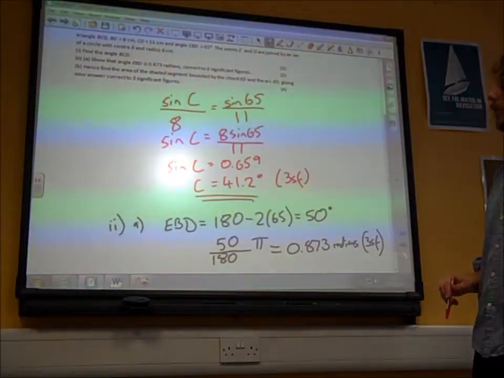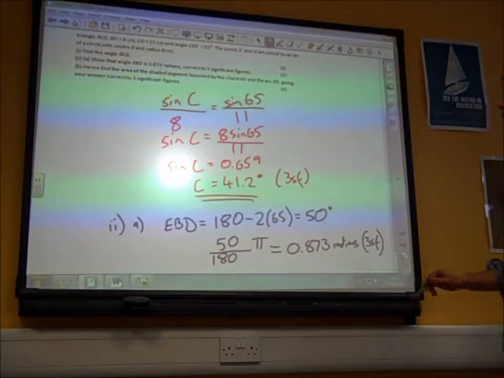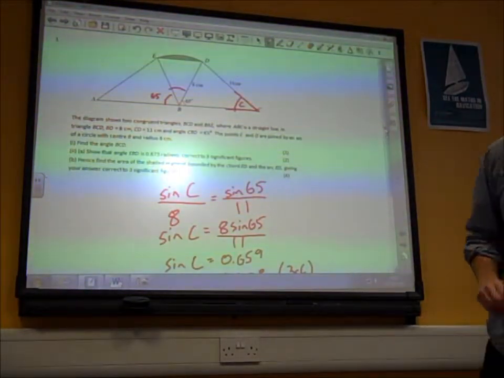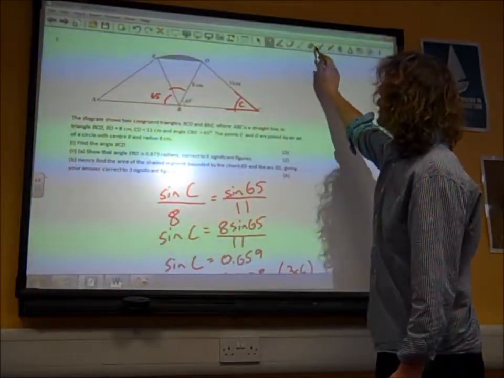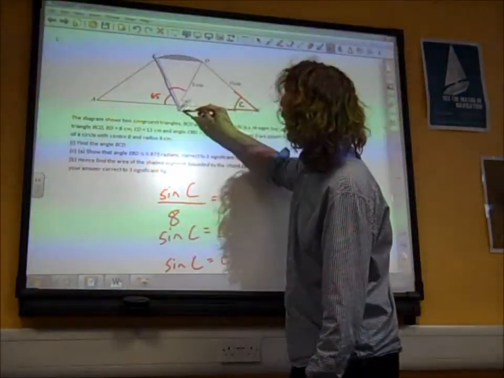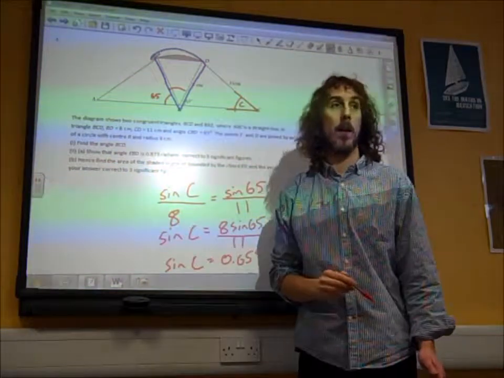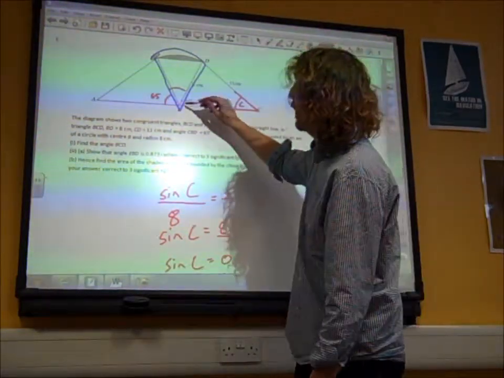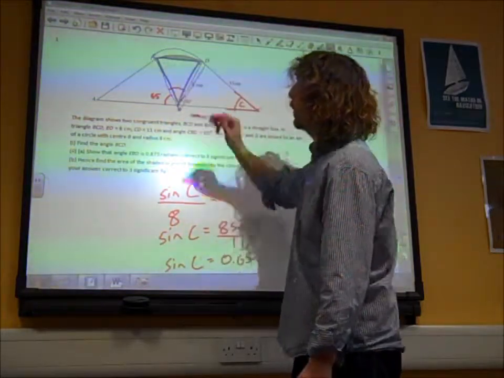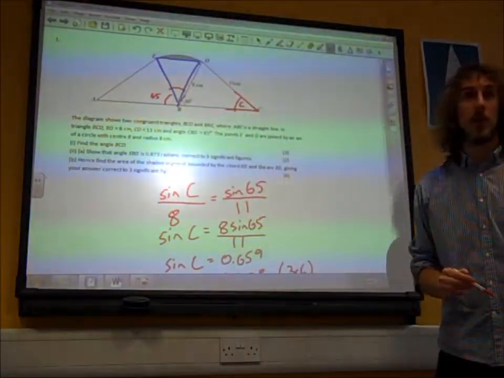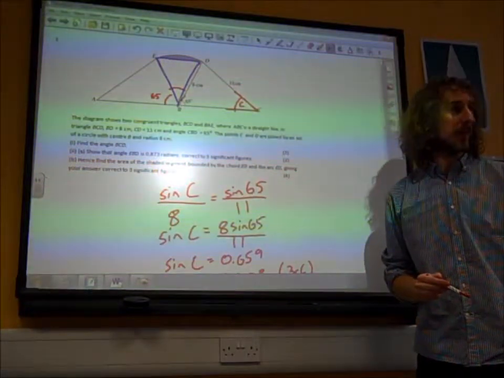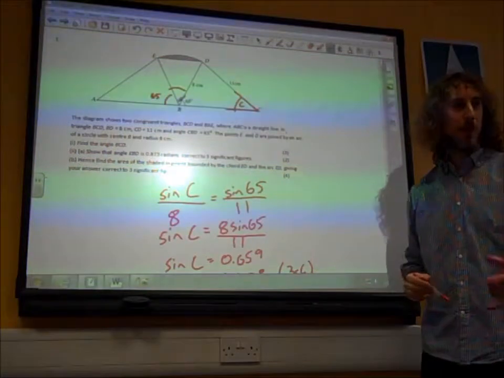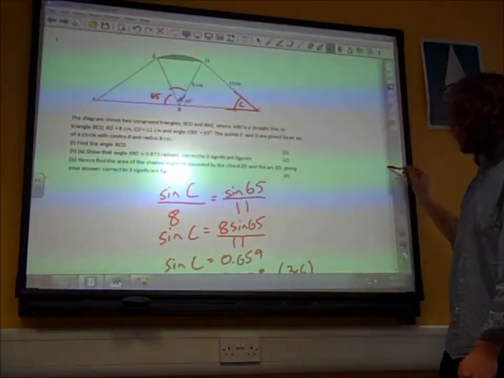Hence, find the area of the shaded segment bound by the chord and the arc, giving your answer correct to 3 significant figures. We know how to do this, don't we? The shaded figure, if we can find out the area of the sector, then that would be great. If we could then find out the area of the triangle that's inside it there, and we can subtract the first number from the second number, no, the other way around. First number, take away the second number, and we're left with that shaded bit. So that's what we're going to do.